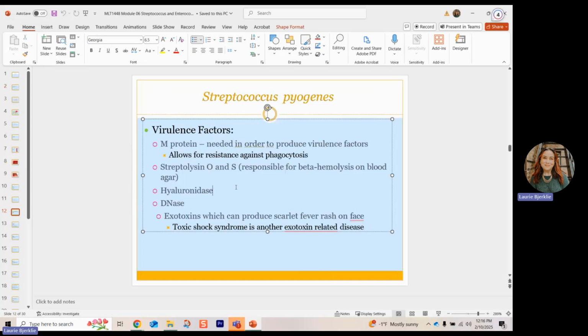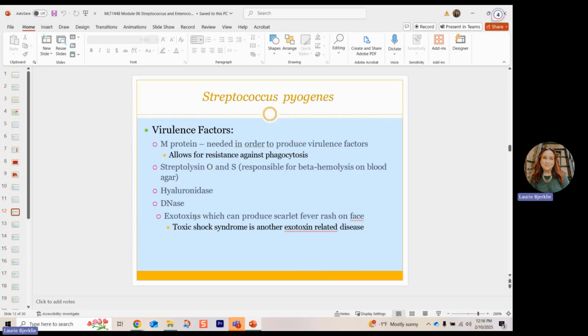And I think if you get eggs Benedict, which I don't even eat, you have hollandaise sauce on that and it spreads out through the plate. If it's a sauce, it spreads on the plate. So I think hyaluronidase spreads. DNase is an enzyme that allows it to break down the DNA of cells that are going to try to fight against the bacteria. And then it produces a lot of other exotoxins.